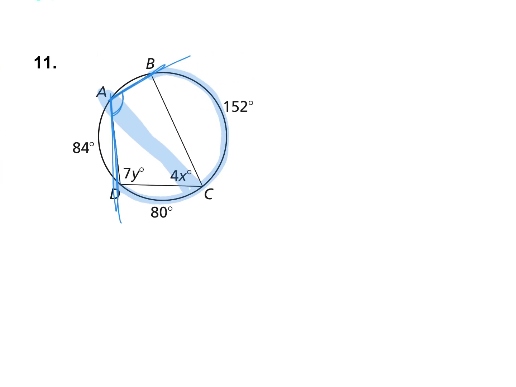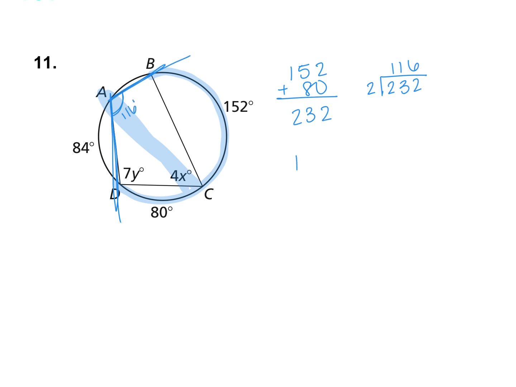So first thing I have to do is add 152 plus 80. I'm going to get 232, and that's the measurement for the entire arc. So in order for me to find the angle, I have to do 232 divided by 2, and I'm going to get 116. So I know that this is 116 degrees.